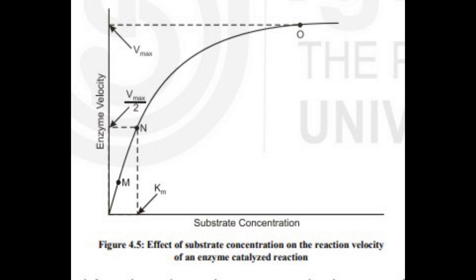While M represents that stage of the reaction when the substrate concentration is very low and the rate of reaction is directly proportional to the substrate concentration, O represents the stage when the reaction velocity reaches its maximum due to the gradual increase in substrate concentration resulting in a saturation of the active site of the enzyme. In between these two extremities lies the third point N, which represents the reaction velocity of the enzyme-catalyzed reaction that is half of the maximum velocity.